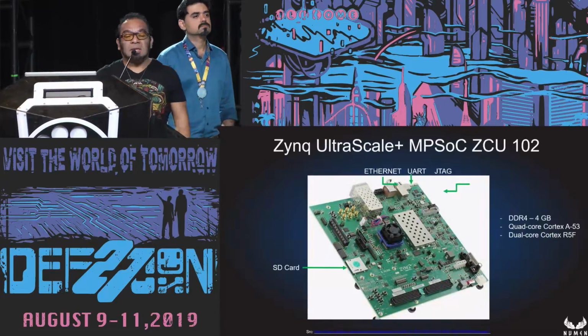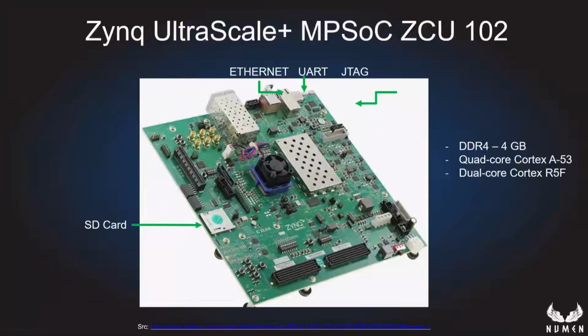So this is the board. It's just standard inputs and outputs. We have an SD card for the rootfs. We have Ethernet, UART, JTAG. And we have quad-core A53s, which are the ARM CPUs, and dual-core R5F. So this is the board that is very expensive, but don't worry, what we are presenting can be used in any other board.